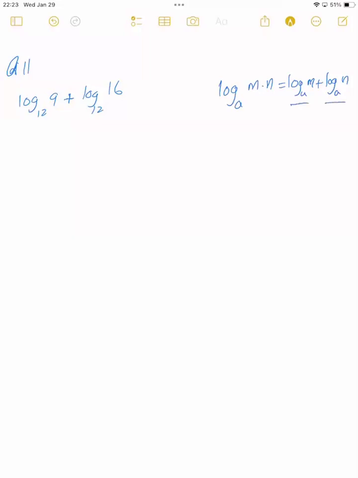Remember the property says if you have log base a of m times n, you can write it as log base a of m plus log base a of n. So you have addition, you can write it as multiplication. So now we have an addition, we want to get rid of the addition and write this as a single log. So when we want to write it as a single log, we get rid of that addition, we write it as 9 times 16. But 9 times 16 is 144.